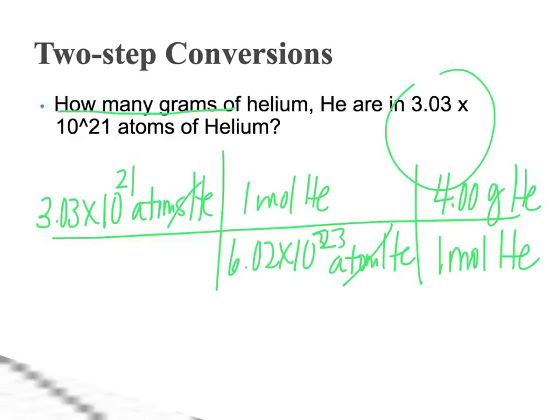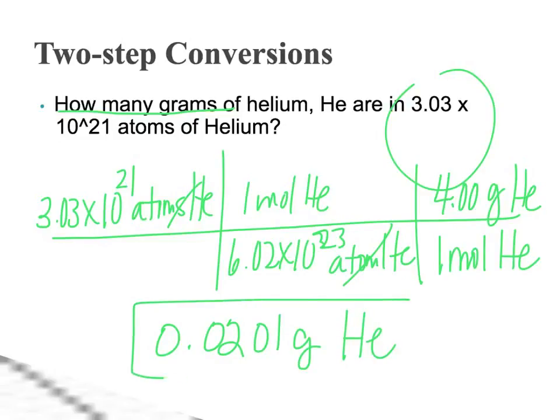Again, I have numbers on the top, numbers on the bottom. So I'm going to need to multiply the numbers on the top and divide by the numbers on the bottom. And again, good time to pause your video, type it in your calculator, and see if you get the same answer as me. And if you do, which I hope you are able to, you should get 0.0201 grams of helium. And again, checking that our significant figures match. This has 3 and this has 3, so we are good to go.